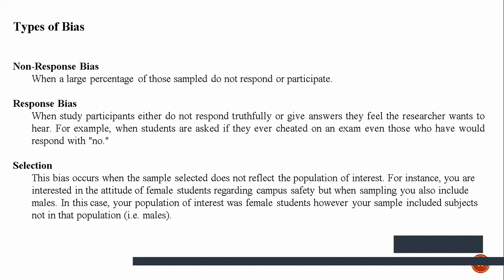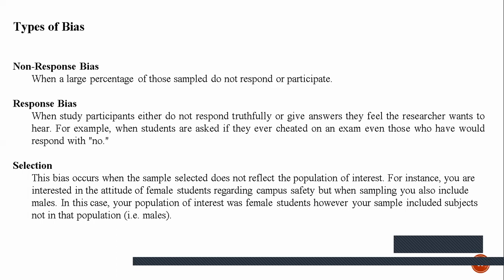Response bias means when study participants either do not respond truthfully or give answers they feel the researcher wants to hear. For example, when students are asked if they ever cheated on an exam, even those who have would respond with no. So, for example, sometimes if they have responded with one reason many times, again, it might be a bias for that answer.